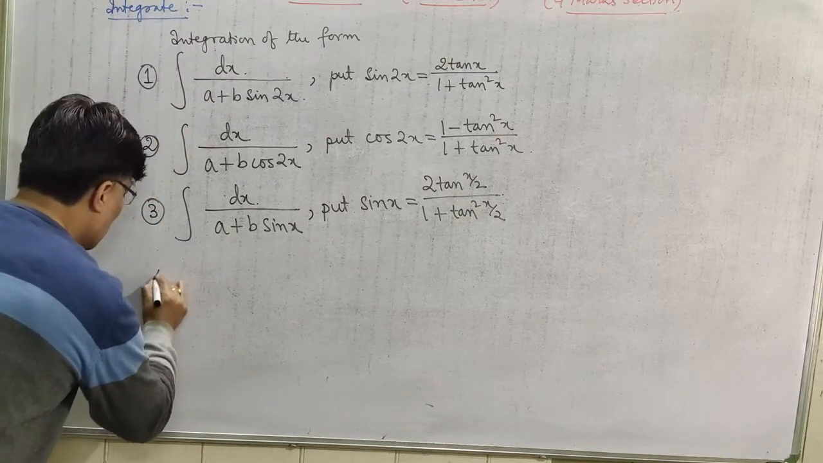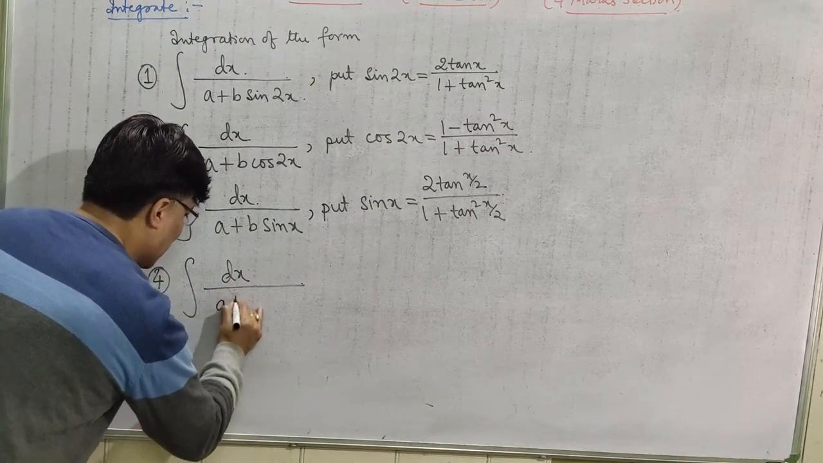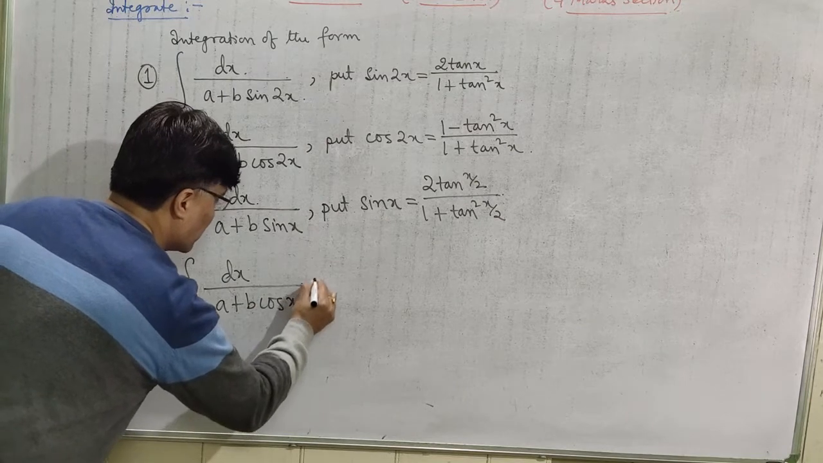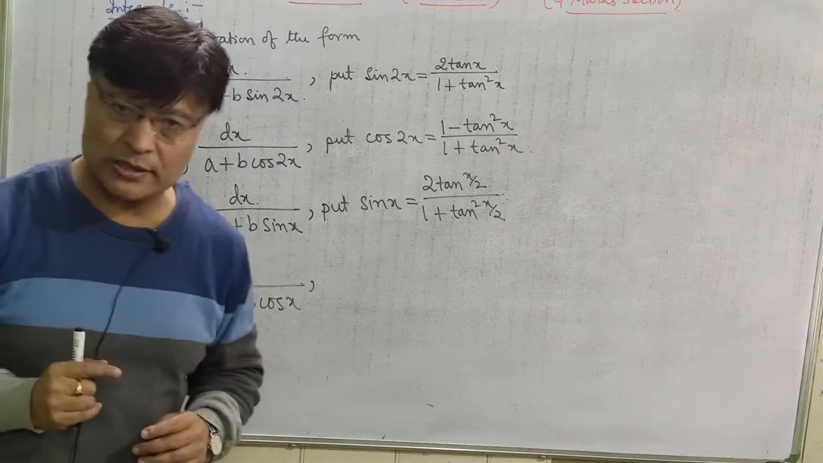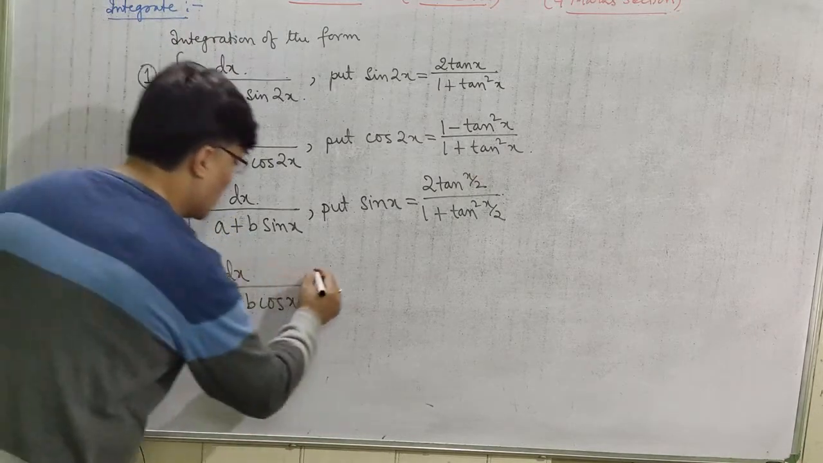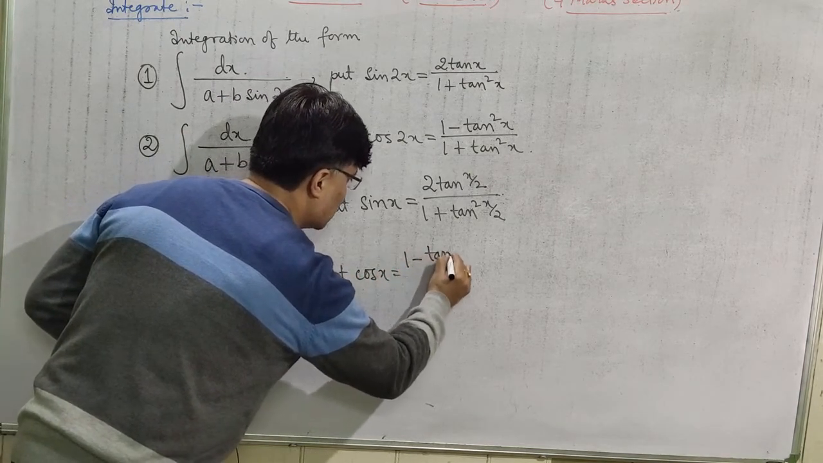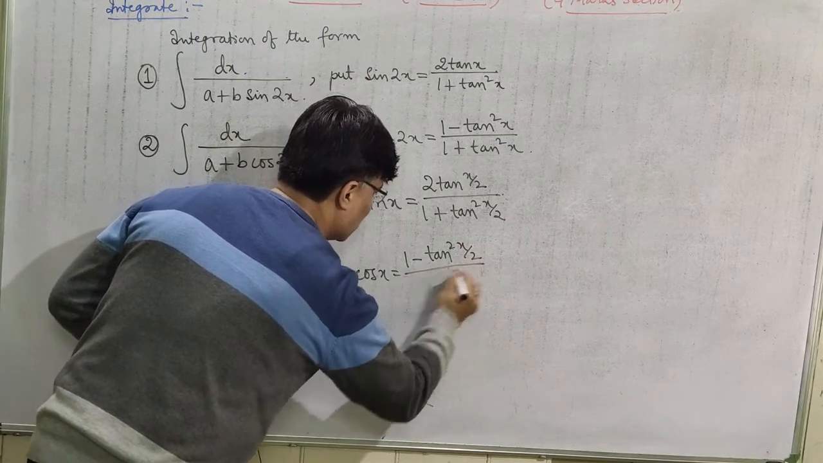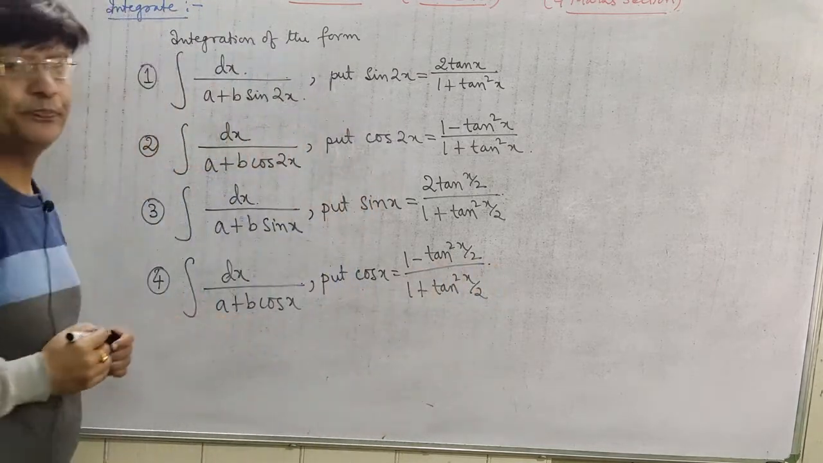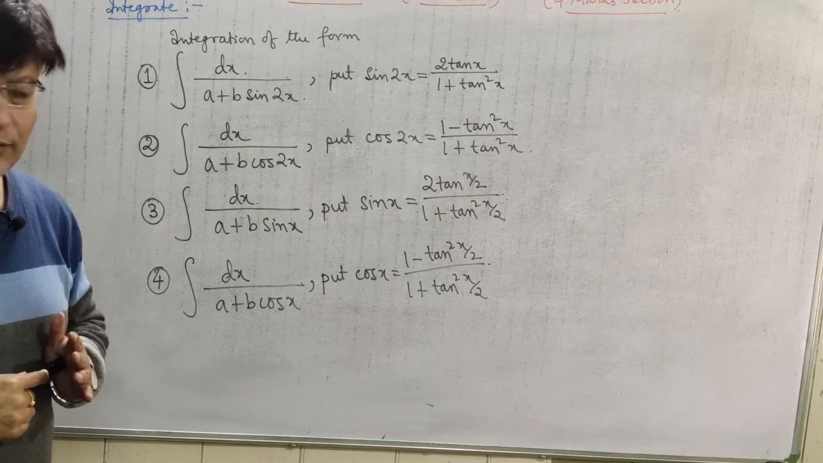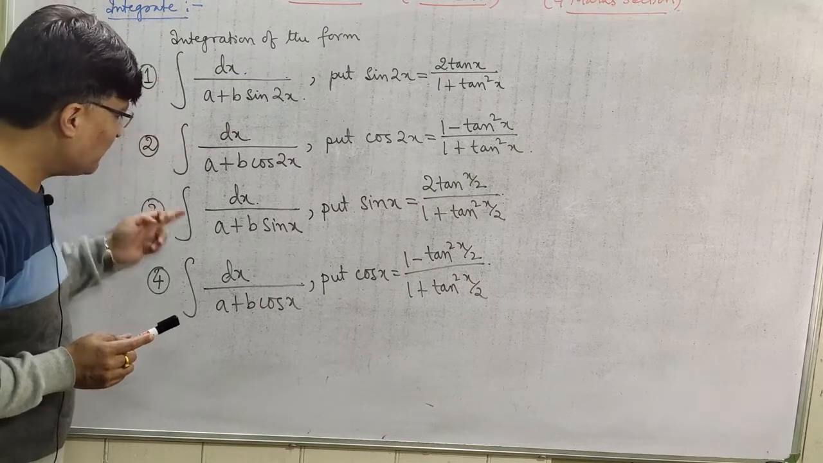Number 4, the integral of dx divided by a plus b cos x also. Instead of sine x, you may have cos x, and a and b are constants. In this case also, you always put cos x in terms of the submultiple angle, that is 1 minus tan square x by 2 divided by 1 plus tan square x by 2. Is that clear to all of you? This is the method for integrating all these 4 types of integration.